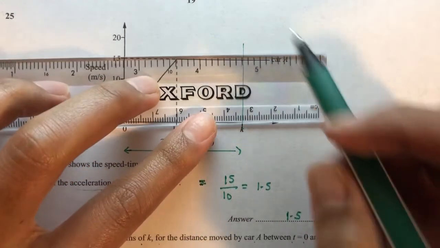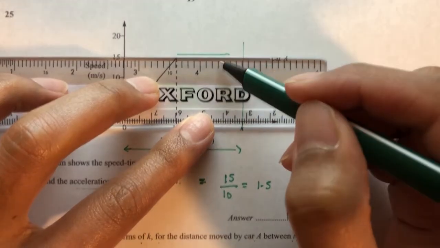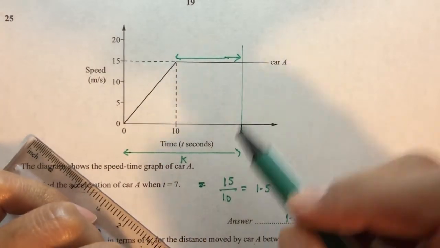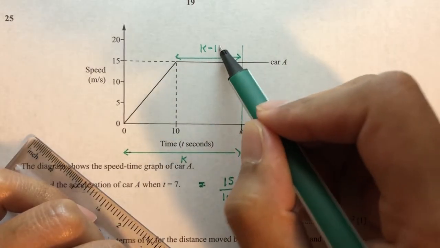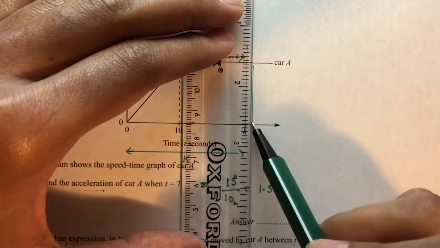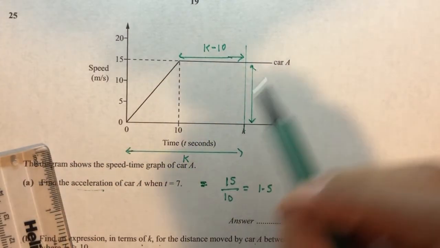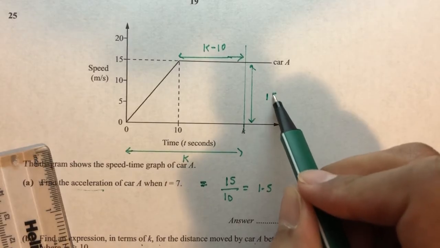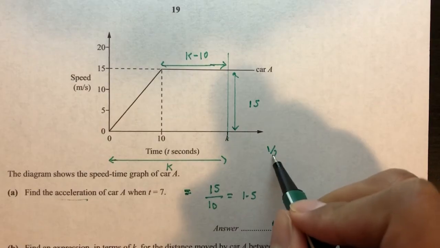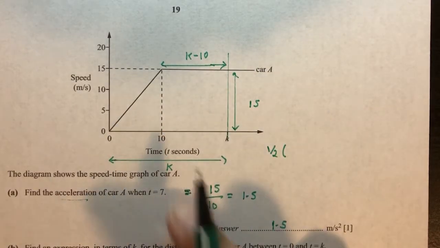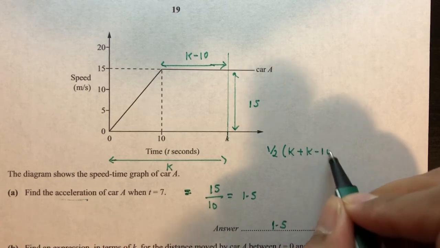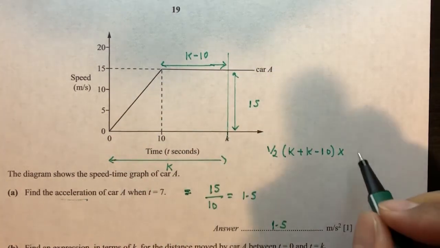And the length on this side will be what? It will be k minus 10. And what is the height? The height is 15. So how do you find the area of a trapezium? You have to do half times the sum of both sides, which is k plus k minus 10, times the height in between, which is 15.